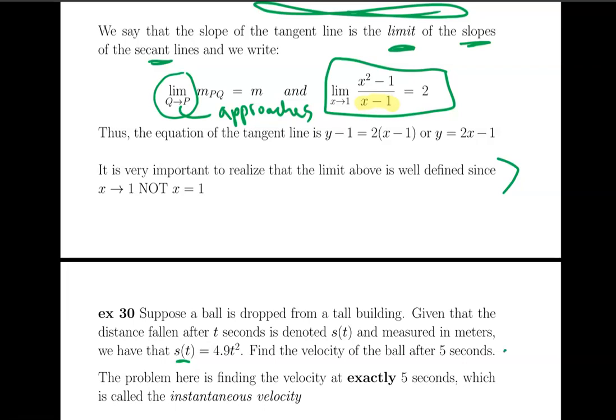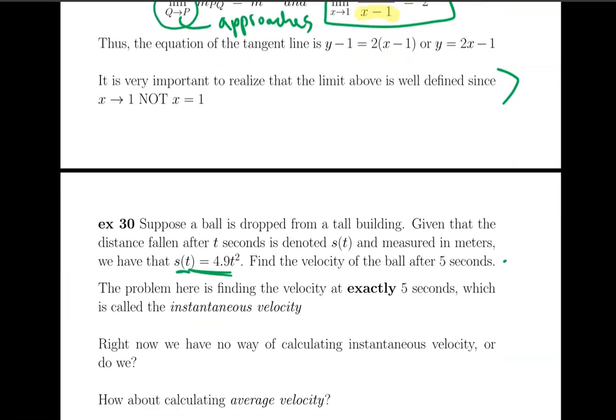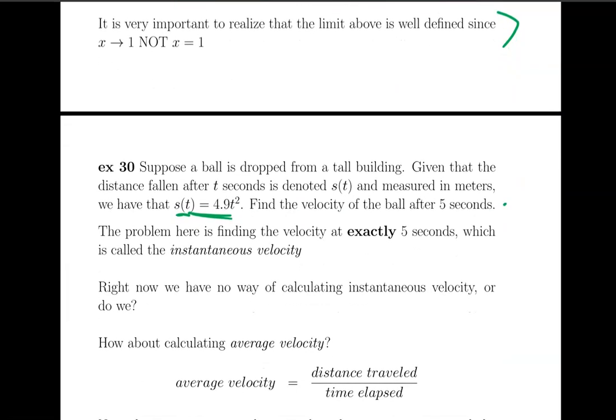So I want to find the velocity of the ball after 5 seconds, which means exactly at 5 seconds, which is called the instantaneous velocity, and this is a problem. It's a problem because I don't have a formula for the velocity. The only thing I have is a formula for the distance. So we can calculate what is called the average velocity, right? If we take the total distance traveled and divide it by the time elapsed, we do get what is called an average velocity.